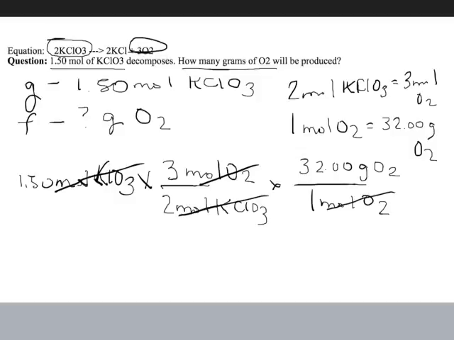Always double check your work. So that's going to be 1.50 times 3 divided by 2 times 32. I got 72, but I'm going to do that one more time. 1.50 times 3 divided by 2 times 32. I got 72 again, but I need to account for significant figures. So I would have 3 significant figures in 1.50. That means that I would need 3 significant figures in my final answer. So I'm going to add a decimal place and a 0: 72.0 grams of O2. All right, thank you.